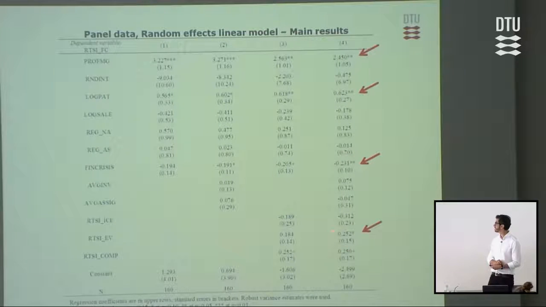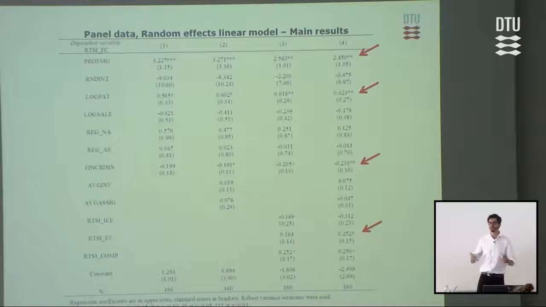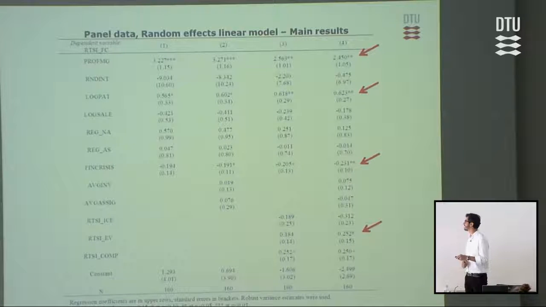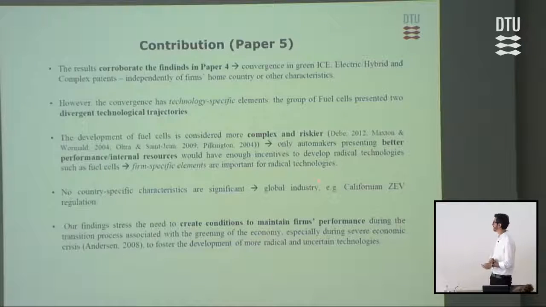And also the decision of, sorry, I forgot to explain this, but these are controls that I put: the average number of inventors and assignees to represent the collaboration patterns, and the decision of specializing in the other technologies. So it is quickly associated as well with the decision of investing in electric vehicles, which makes sense because both are technologies that are a bit far away from the dominant design.